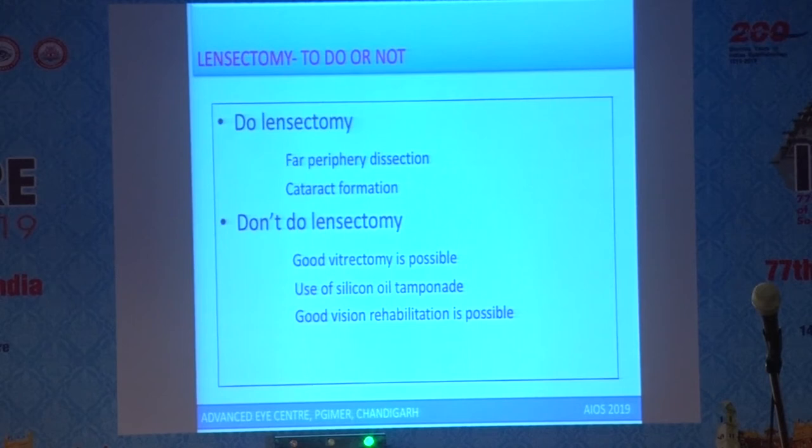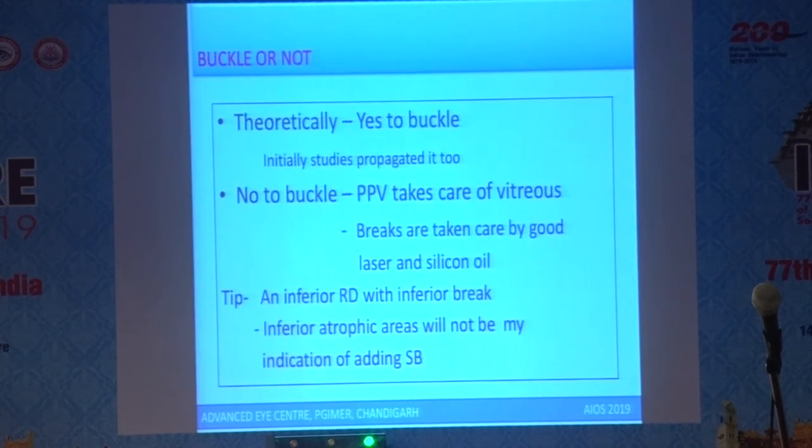If you have a previous lens opacity, people have done phaco and IOL in these patients and then gone on to do vitrectomy. But since the breaks are not peripheral, they are posterior, lensectomy is most of the time not required in these patients. Later on, the phaco IOL will give a good rehabilitation to these patients.